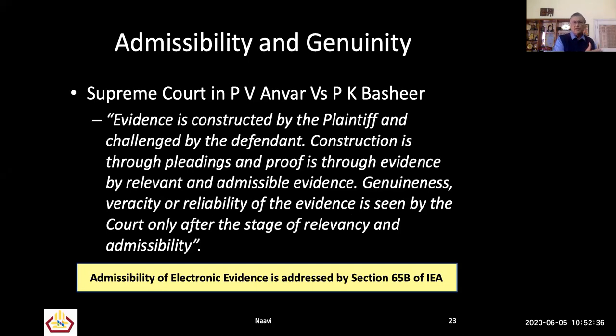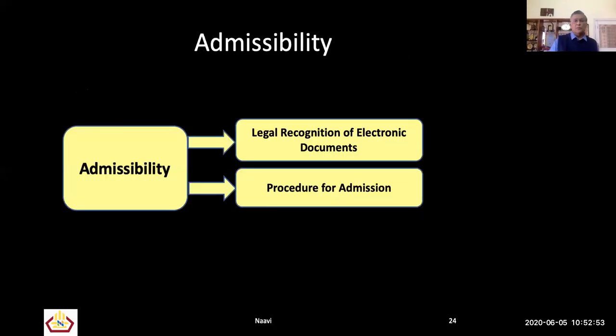So admissibility is at the time of the presentation, and at that time certain rules apply. Then the other party can question the genuinity, then some different rules will apply. So for the admissibility, this section called Section 65B of Indian Evidence Act is relevant. That is what the Supreme Court said, and it said it is mandatory to have Section 65B certificate.